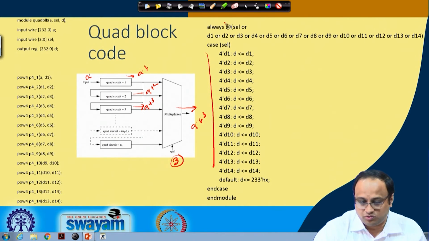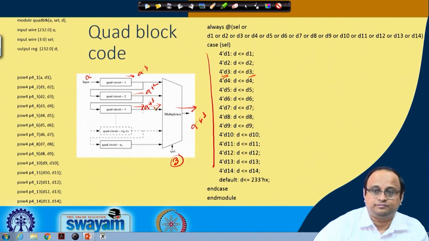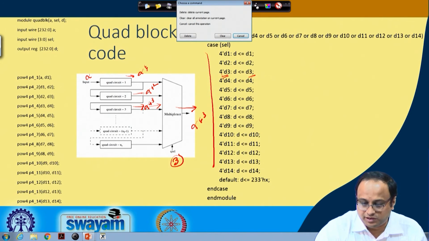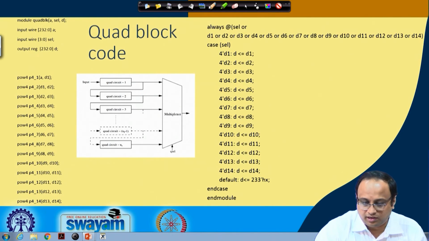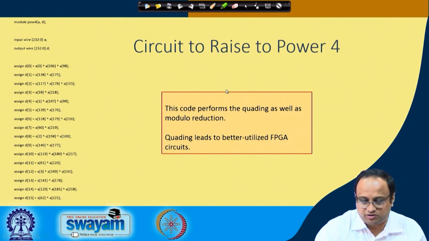So, which says how you are essentially selecting. Therefore, if your select line is 3, then you basically select this line, which you can implement easily through a multiplexer routine. So, finally, that essentially explains pretty much the logic, and finally this is your power 4 circuit, which is exactly analogous to your squaring routine. It also does the modular reduction in one go inside this code.